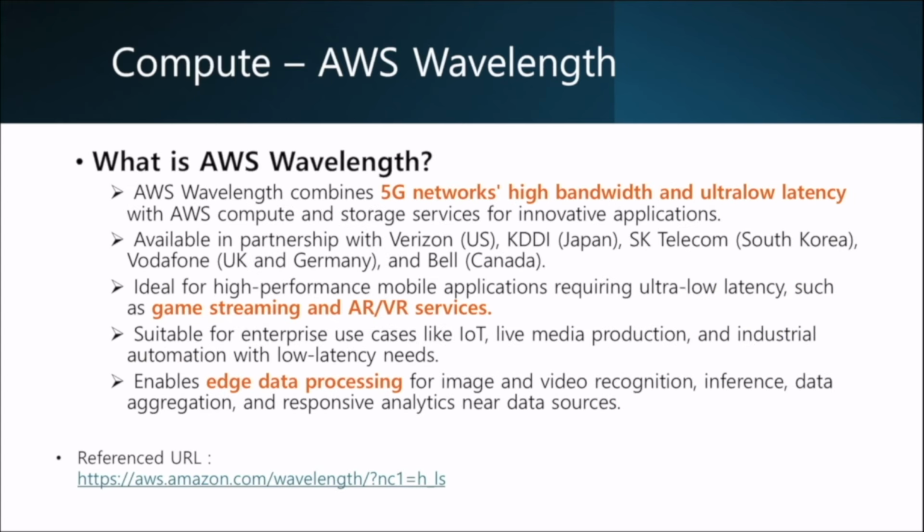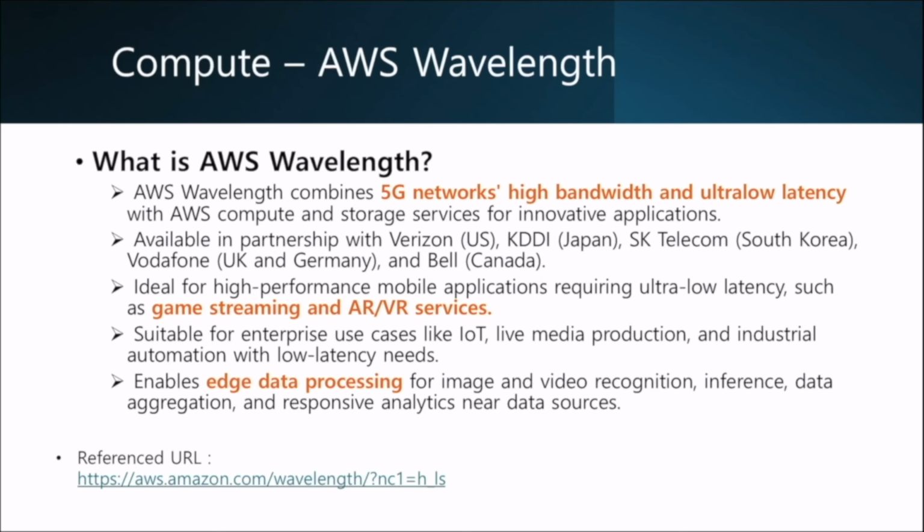We also want to talk about what is AWS Wavelength. AWS Wavelength combines 5G networks, high bandwidth, and ultra-low latency with AWS compute and storage services for innovative applications. Now, these are available in partnership with Verizon in the United States, KDDI in Japan, SK Telecom in South Korea, Vodafone in the UK and Germany, and Bell, located in Canada.